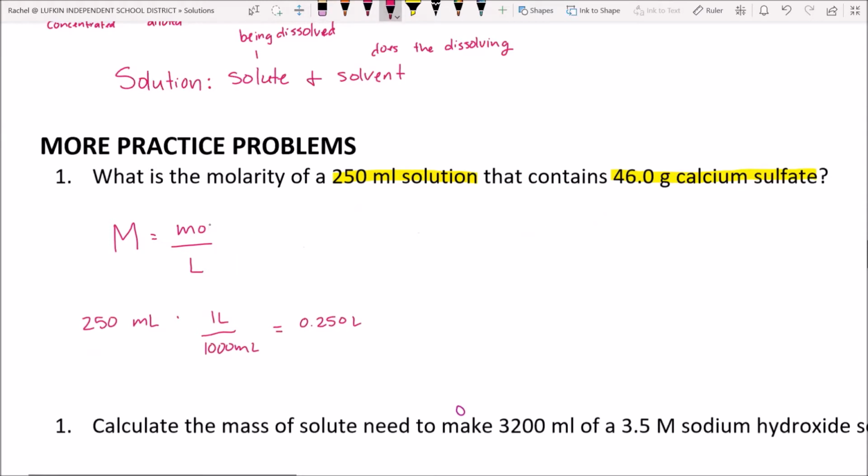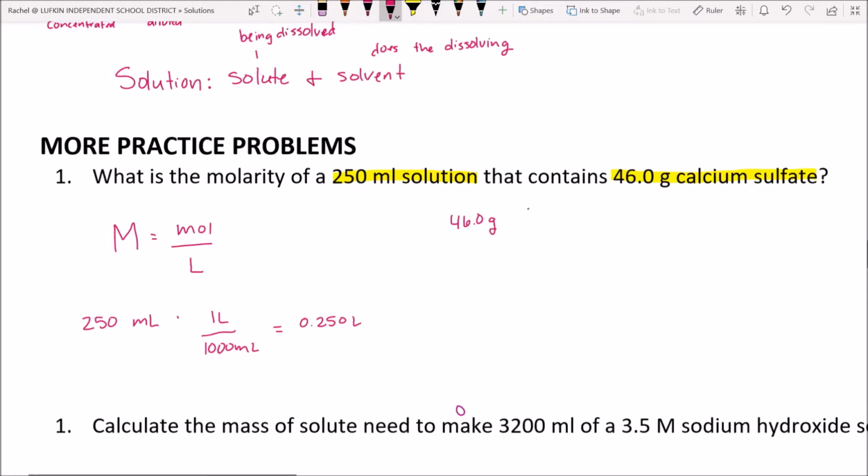And now we've got to deal with the top part. What do you notice about the units of our solute there? It's in grams. We need to get that to moles. How would we get from grams to moles of something? Yes, so to get from grams to moles, you always divide by the molar mass.